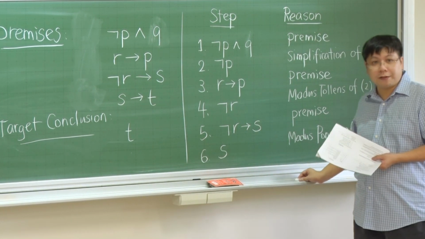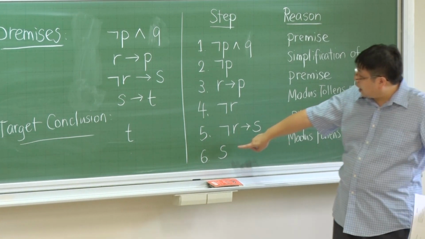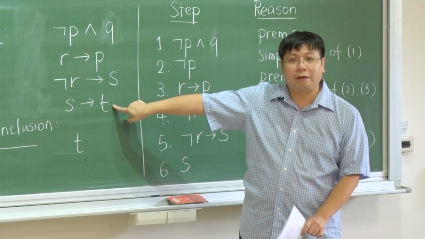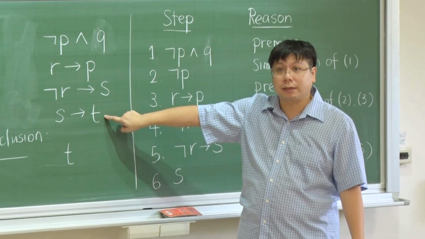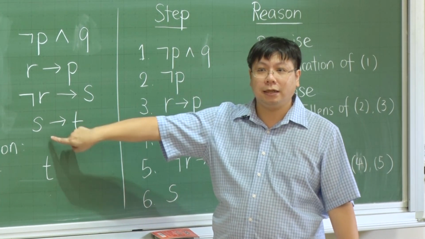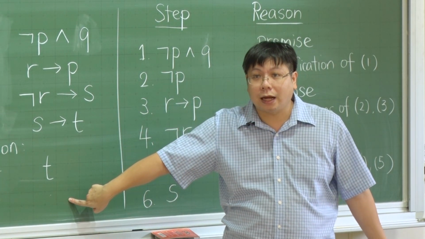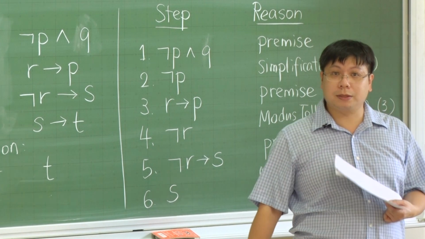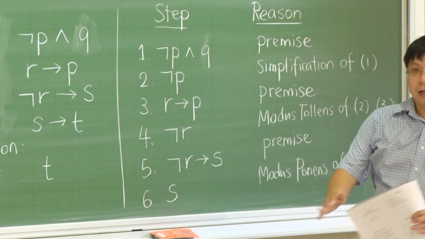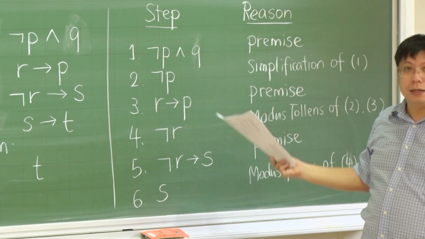There is not enough space, but I believe you understand. So now we have S, am I correct? And then the next one, we will have S implies T. This is from the premise. We have S implies T, then we will have T. This time it is again modus ponens. Is that okay? And done. This is what we call a proof.